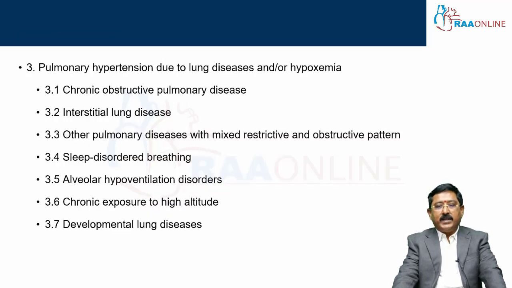Pulmonary hypertension due to secondary lung disease or chronic hypoxia is most commonly seen in patients with COPD, chronic obstructive pulmonary disease, or interstitial lung disease, or other pulmonary diseases with a mixed restrictive and obstructive pattern, as in chronic hypersensitivity pneumonitis. Sleep-disordered breathing, specifically obstructive sleep apnea, and alveolar hypoventilation disorders. Chronic exposure to high altitude or deep sea diving can also present with pulmonary arterial hypertension, as can developmental lung disease.